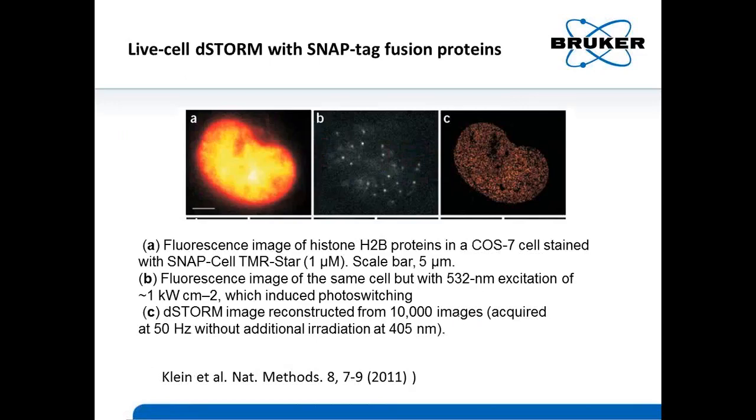This is from Markus Sauer's lab, the one who developed dSTORM, where they're looking at histone, looking at snap cell TMR star. As I said before, TMR star is cell permeable, so you can look at nuclear proteins. In this case, they used the snap cell TMR star to build up the histone proteins in a living cell.